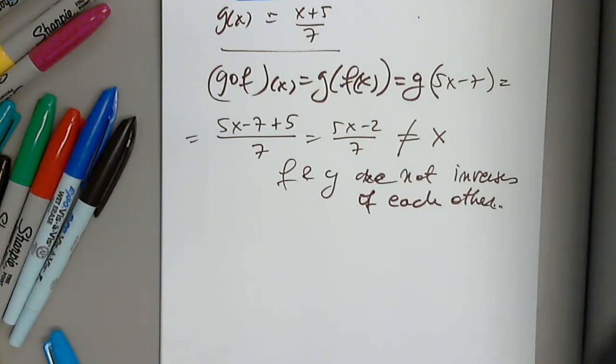Okay then, so the last section of this chapter is 2.8 and deals with three things.